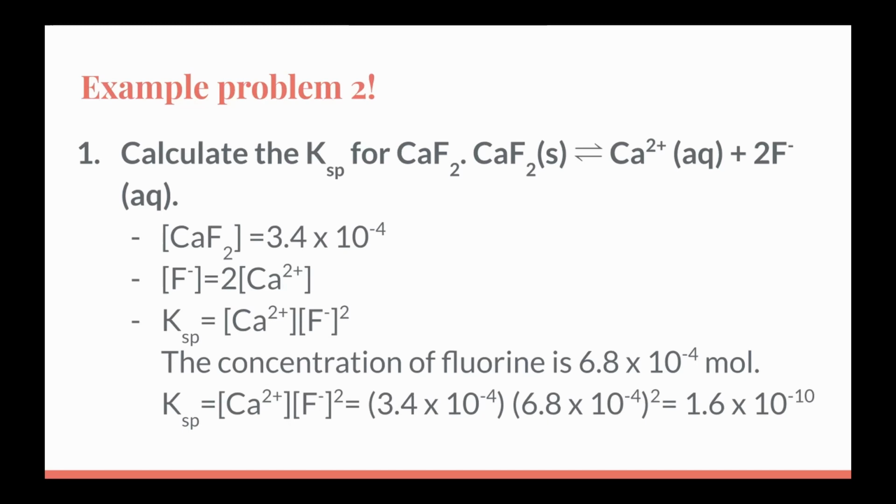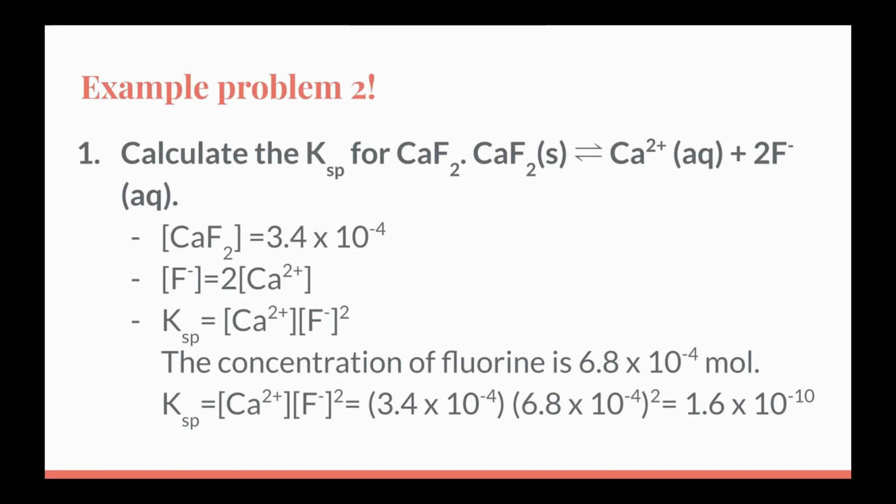The Ksp equation for calcium fluoride is the concentration of calcium times the concentration of fluorine to the power of 2. And this is because there's a ratio of 2 to 1 for fluorine and calcium. The concentration of fluorine is 6.8 times 10 to the negative 4 mole.